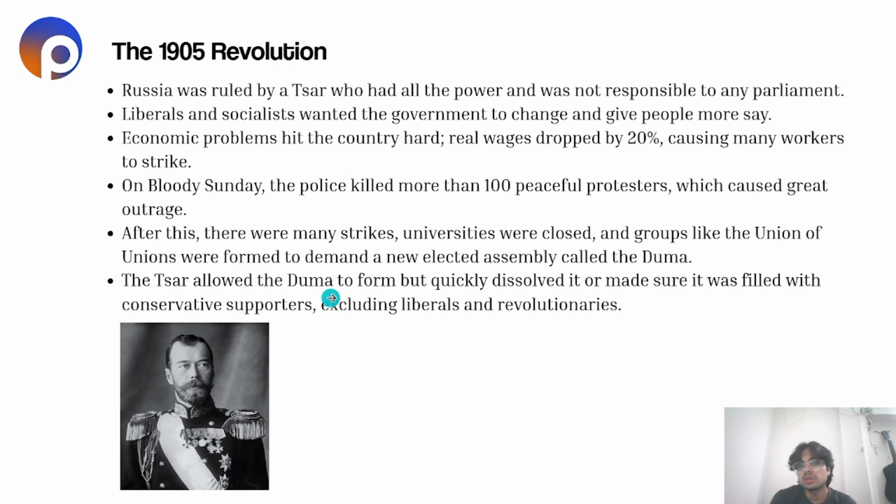The Tsar allowed the Duma to form, but quickly dissolved it or made sure that it was filled with conservative supporters. So the Tsar was influencing the Duma. Though he allowed it, all those people who were dominating in the Duma were supporters of the Tsar. So conservatives were there, which excluded the liberals and revolutionaries.